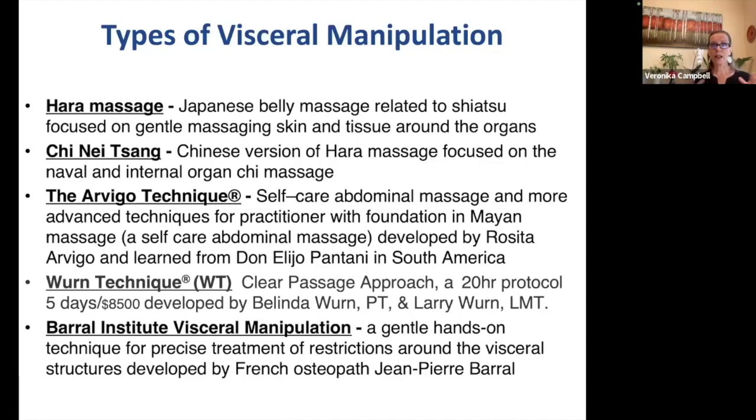But from what I've read, I haven't had a session with them, but they do a 5-day program that's super intense, long hours, and can be quite expensive. But they have some research on their website that starts to support their work. So just to give you a little bit of idea about them, because they have practitioners all over the country. And then the work that I've been trained in, which is the Barral Institute. And so I'll be going into that next.